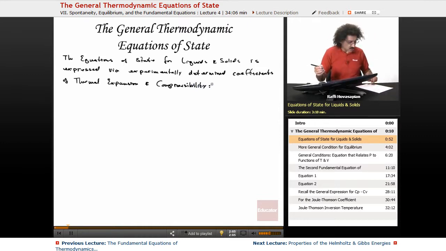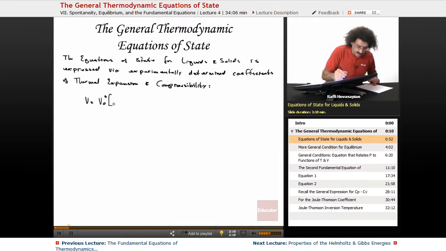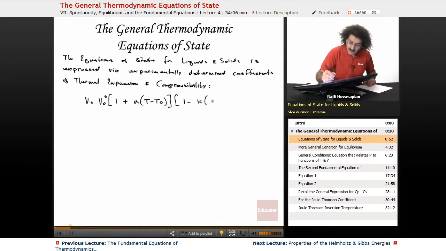Let me go ahead and write the equation. It is V equals V00 times 1 plus alpha times T minus T0 times 1 minus kappa times P minus 1, where V00 is the volume of the system at 0 degrees Celsius and 1 atmosphere pressure.